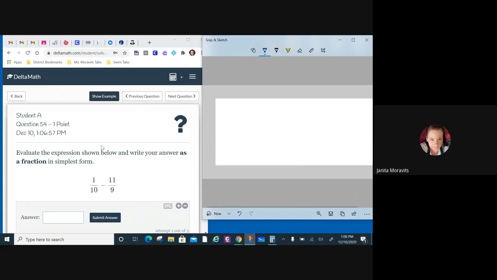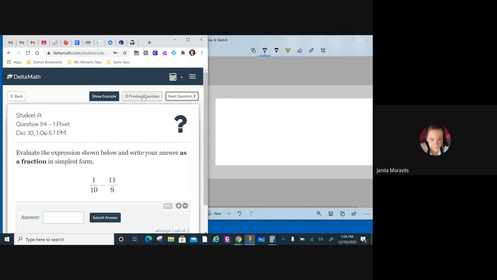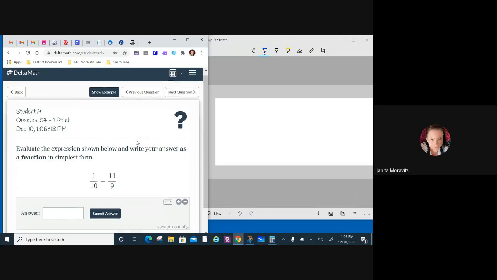All right, question number 54. Evaluate the expression shown below and write your answer as a fraction in its simplest form. Let's see. Let me go back. 54. Yeah, 53. Okay.